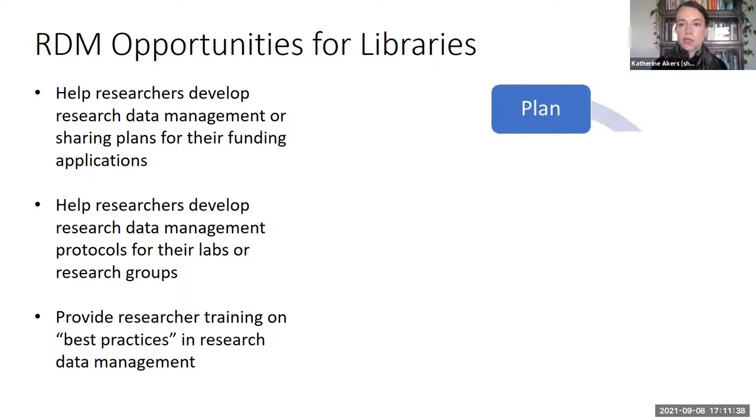So libraries here in the US have, over the past 10 years, had a big role in helping researchers develop their data management plans for their funding applications. A lot of times researchers may not know where to start, and so librarians can help them develop those data sharing plans.